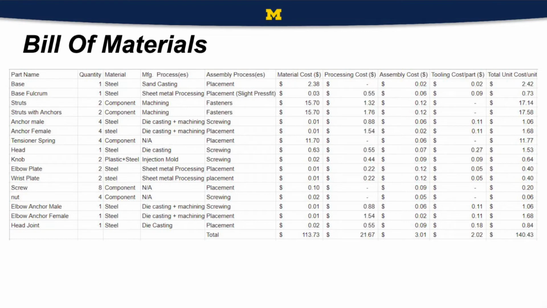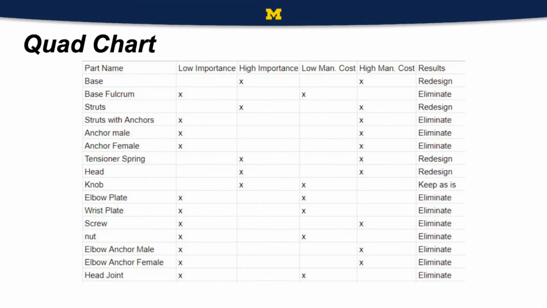Points to note include that there are $60 worth of components for the struts and $48 worth of components for the springs, bringing up a total cost of $140 per unit due to unoptimized processing and assembly cost and high component costs. Here is the quad chart with the part name, importance level, low or high, and manufacturing cost, low or high, along with results, either redesign, eliminate, or keep as is.